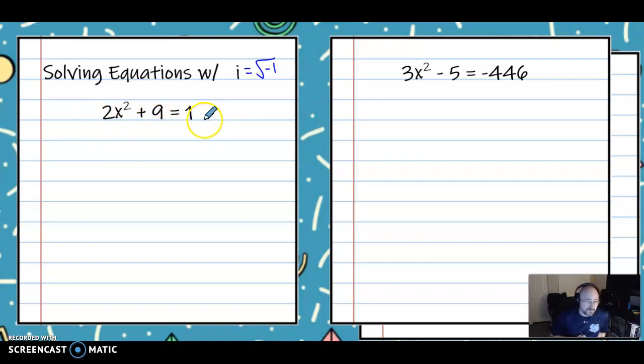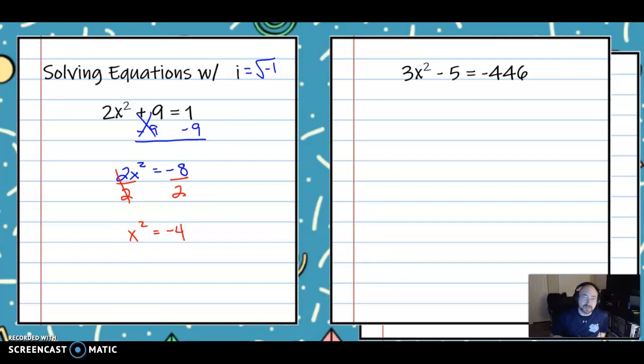This is going to serve as some review for last week, while also giving us an opportunity to use this sort of unfamiliar i character. We solve equations the same way that we always have, though. If I see something like 2x squared plus 9 equals 1, I'm going to begin by subtracting 9 from both sides. This will leave us with the equation 2x squared equals -8. And then, as always, we're going to divide away this coefficient of 2, creating x squared equals -4.